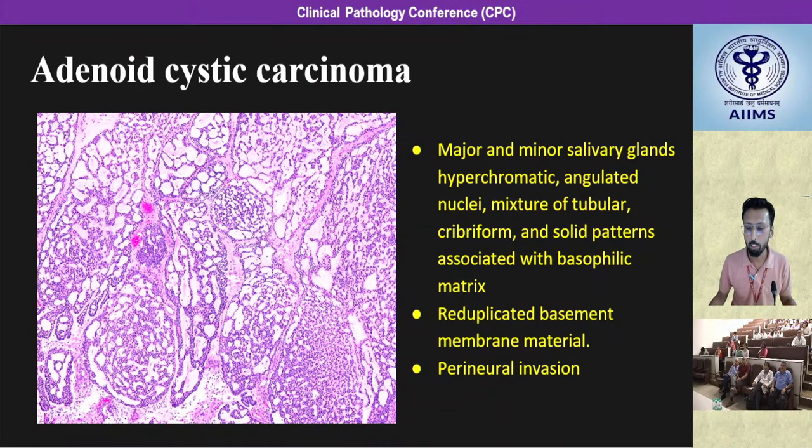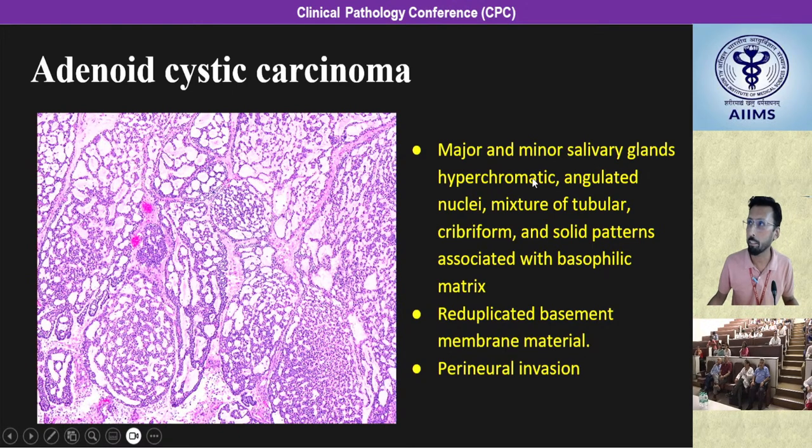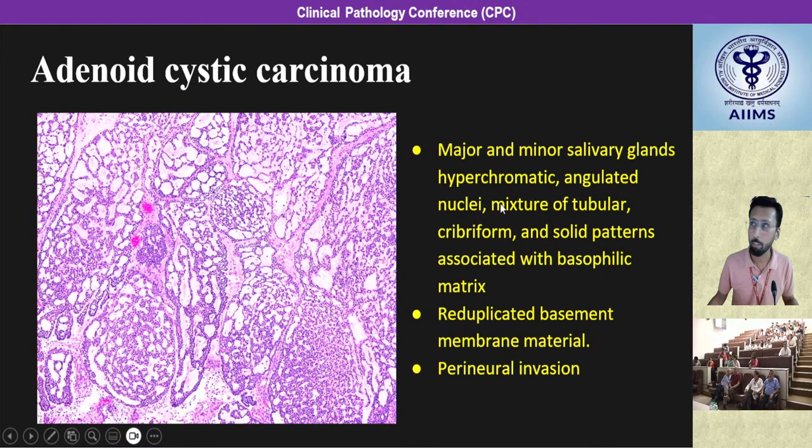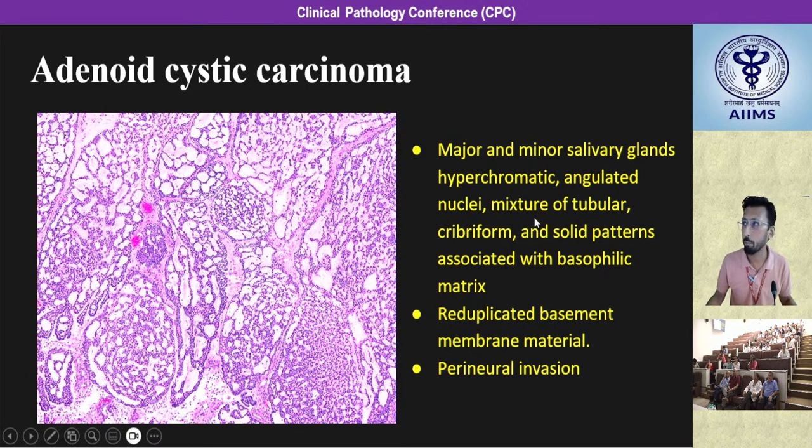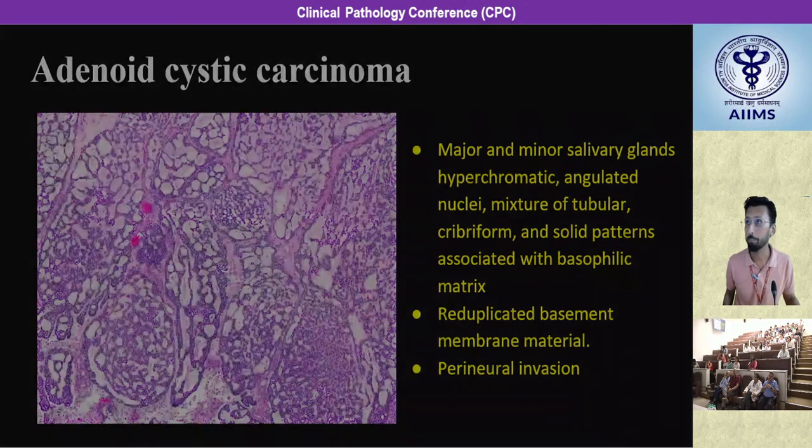Then the third differential is adenoid cystic carcinoma. Why have we kept this differential? Because on the outside, you will see a very nice cribriform pattern. You can see all these duct-like structures giving it a cribriform pattern. It is found in major and minor salivary glands, and the nuclei are hyperchromatic and angulated. In our case, the nuclei were not similar to this. In our case, the nuclei were palisaded in most of the areas. There is a mixture of tubular and cribriform patterns, and solid patterns can also be seen in these cases. Very commonly, the classical feature of ACC is perineural invasion, which was not seen in our case. So again, we can rule out adenoid cystic carcinoma.